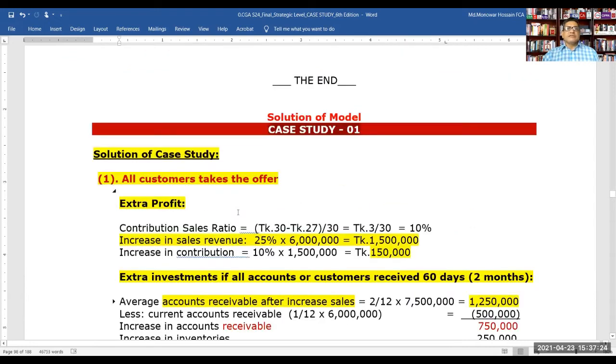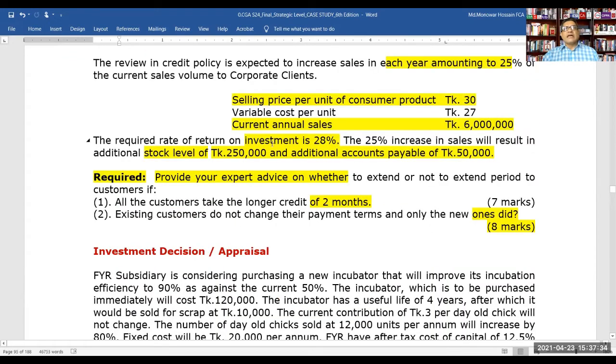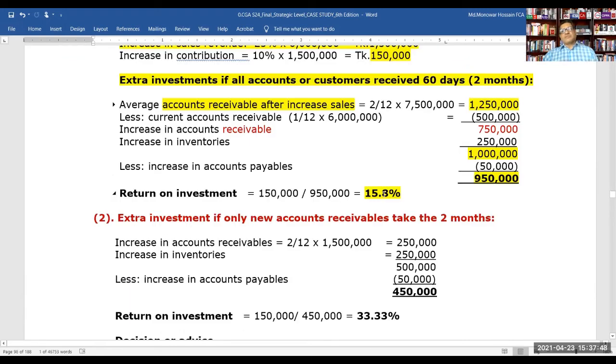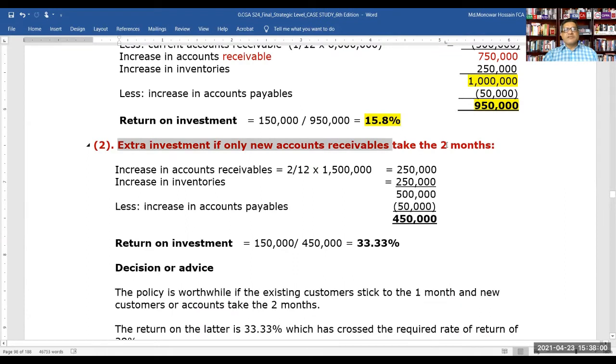If we see here, the required rate of return on investment is 28%. But as we calculate, it comes only 15.8%. So in this case, we can say that this investment, that means that policy, should not be changed. And number 2, extra investment if any in new accounts receivable within 2 months.